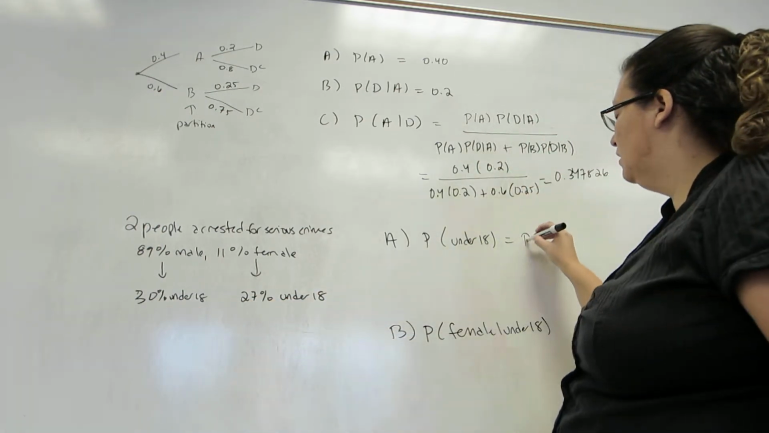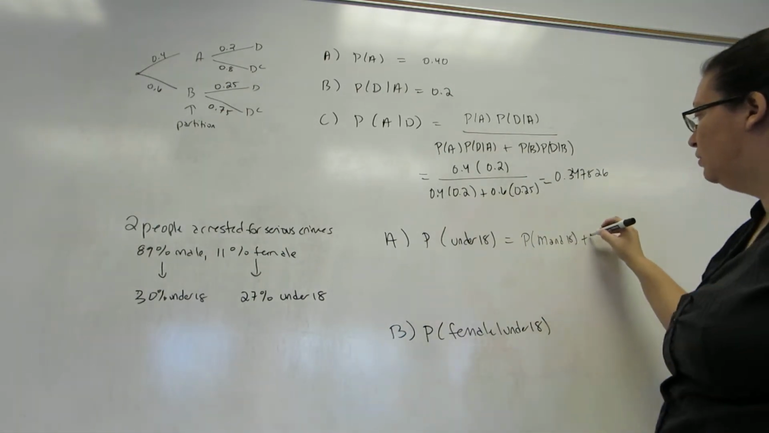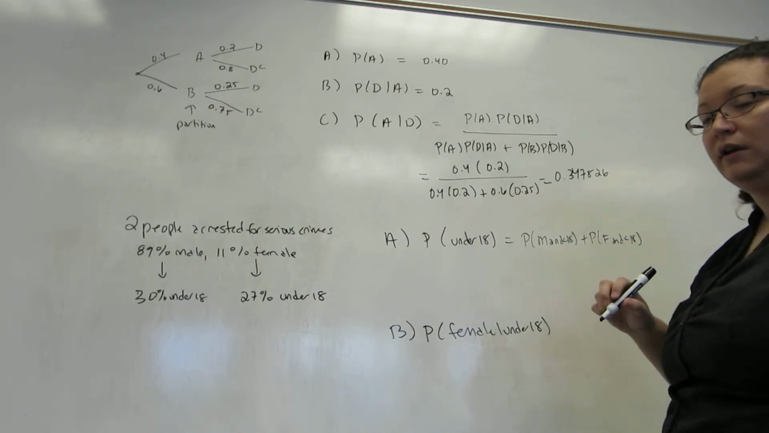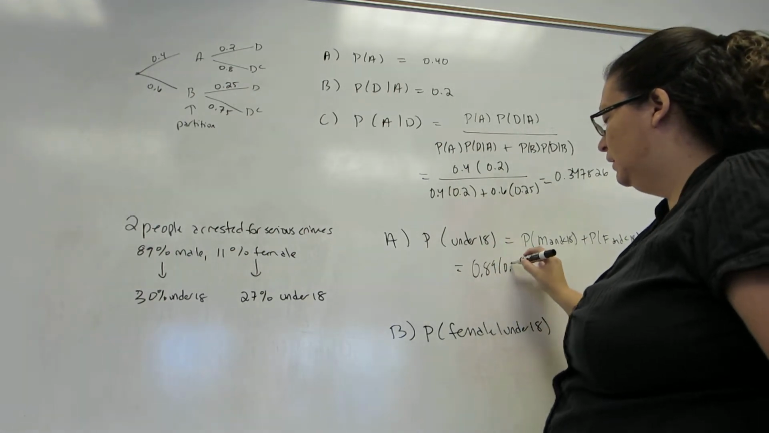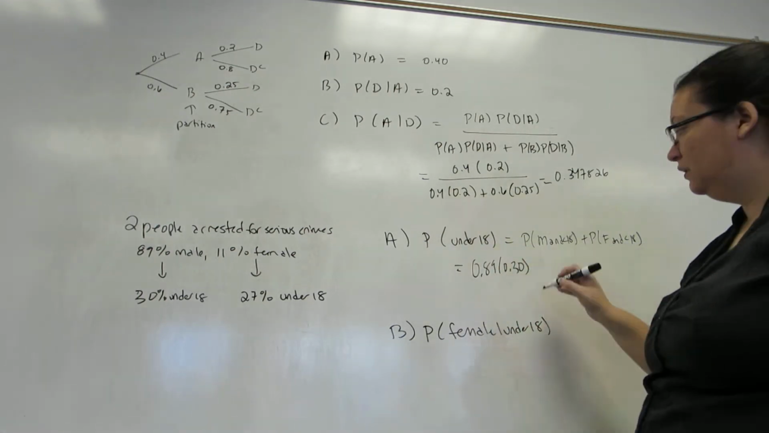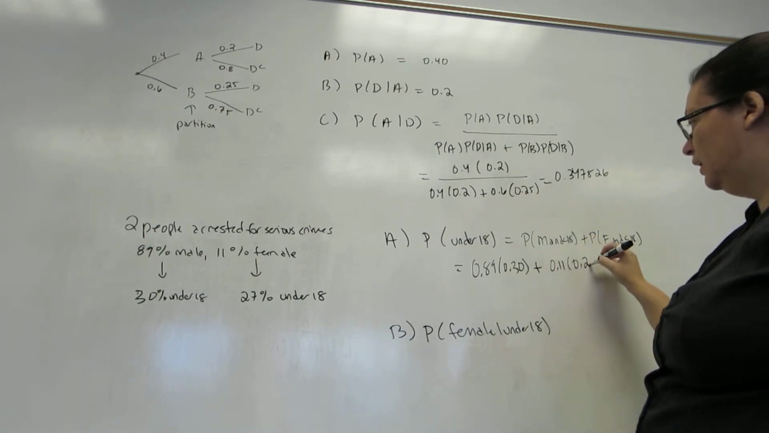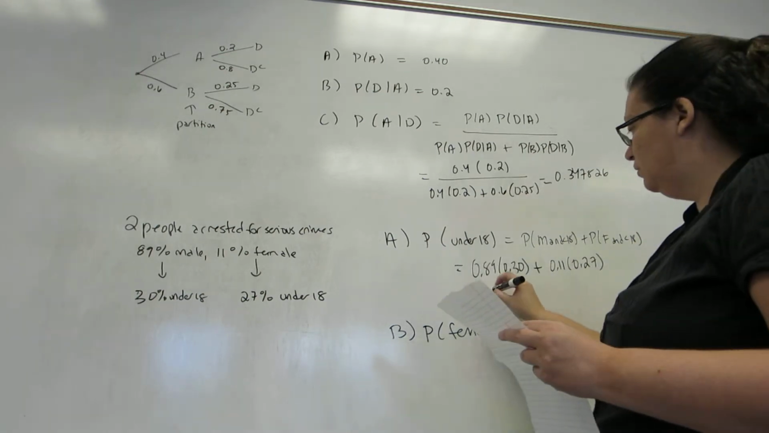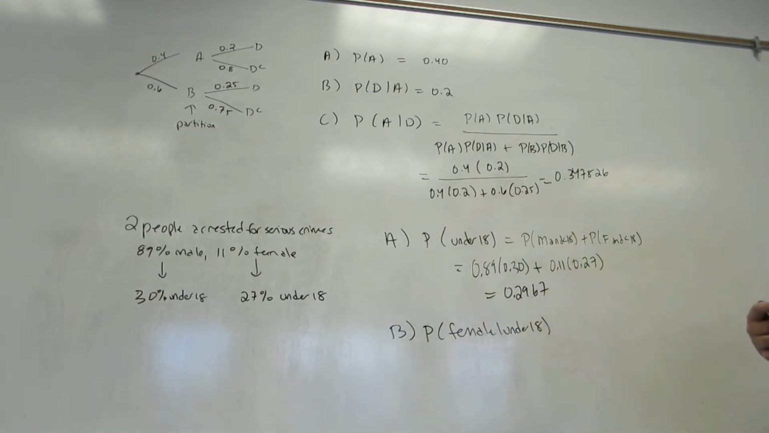So first, the probability that they're under 18, period, needs to take into account both the males and the females, because these I only know once I know the sex. So this is going to be the probability that they're male and under 18, plus the probability they're female and under 18. Okay, so the probability they're male is 89%, and then 30% of those are under 18. The probability that they're female is 11%, and then 27% of those are under 18. And in total, I get 29.67% of the people arrested for serious crimes are under 18.